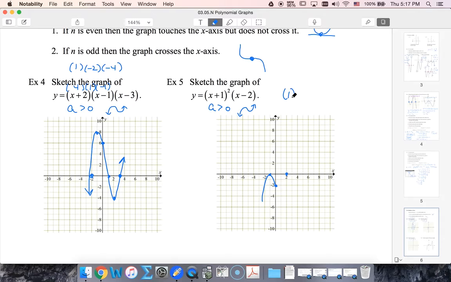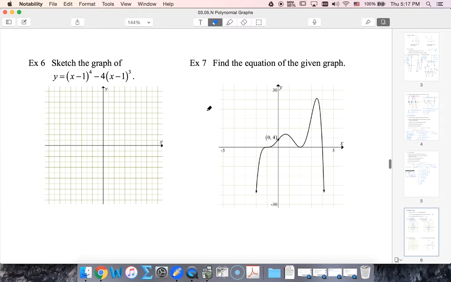At 1, I'm going to have 2 squared times -1, which will be -4. So I'm going to come down to -4, and then I'm going to go back up again. So in this case, I do know that this is my local maximum because I'm bouncing off the axis.